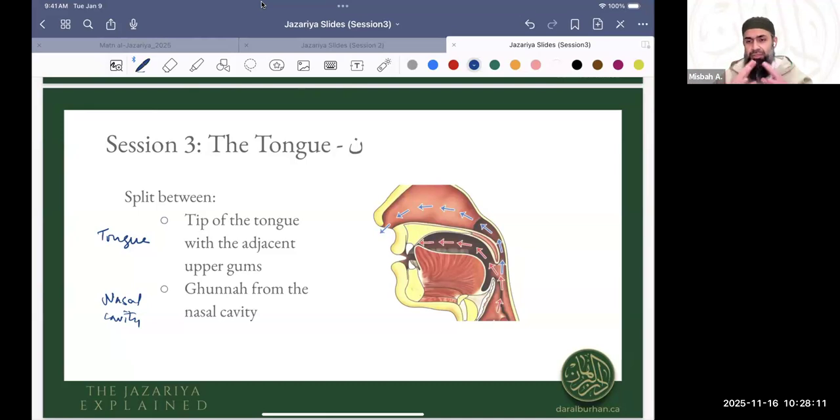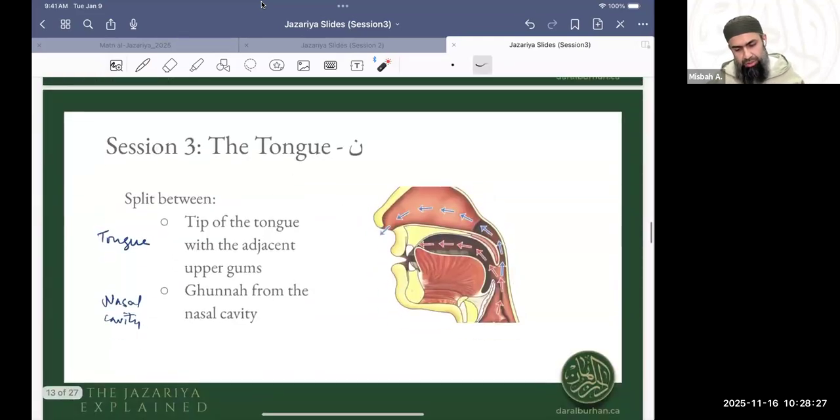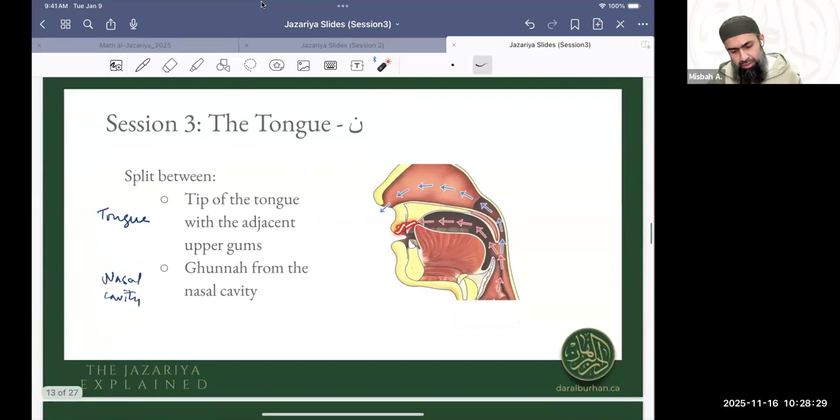It's split 50-50. Okay? If you look here in the diagram, look at what's happening in the makhraj of noon right here. It's blocked, isn't it? There are no further arrows exiting out, right?